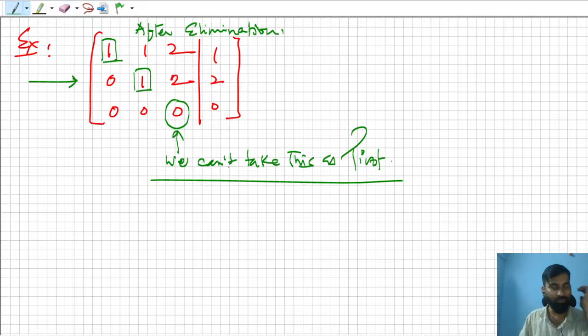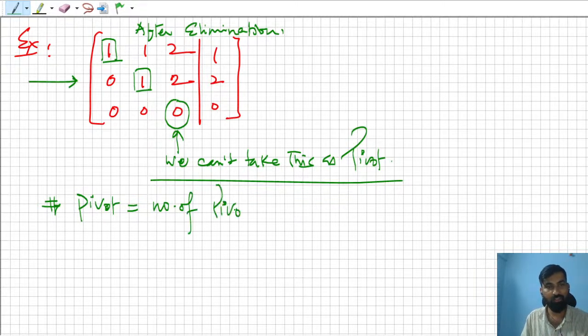Remember. So how many pivots are there? Tell me now. There are 2 pivots. Which entry can be taken as a pivot? The entry which is non-zero can be taken as a pivot in the principal diagonal. So how many pivots are there? There are 2 pivots. So number of pivots is equal to 2.